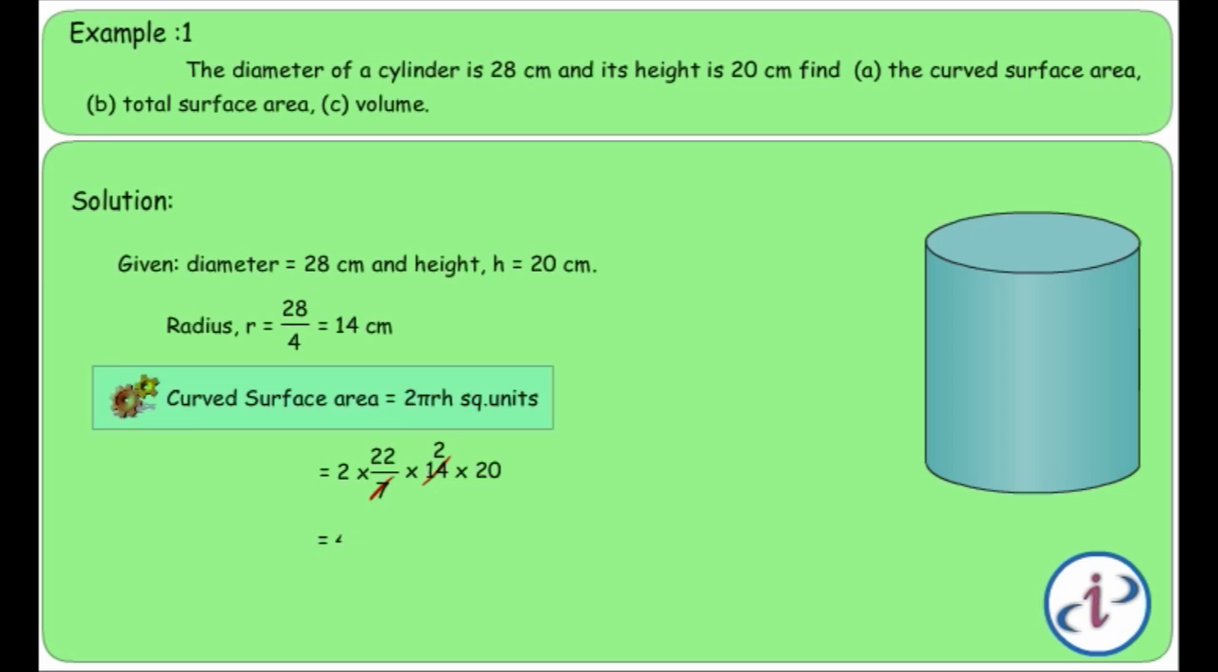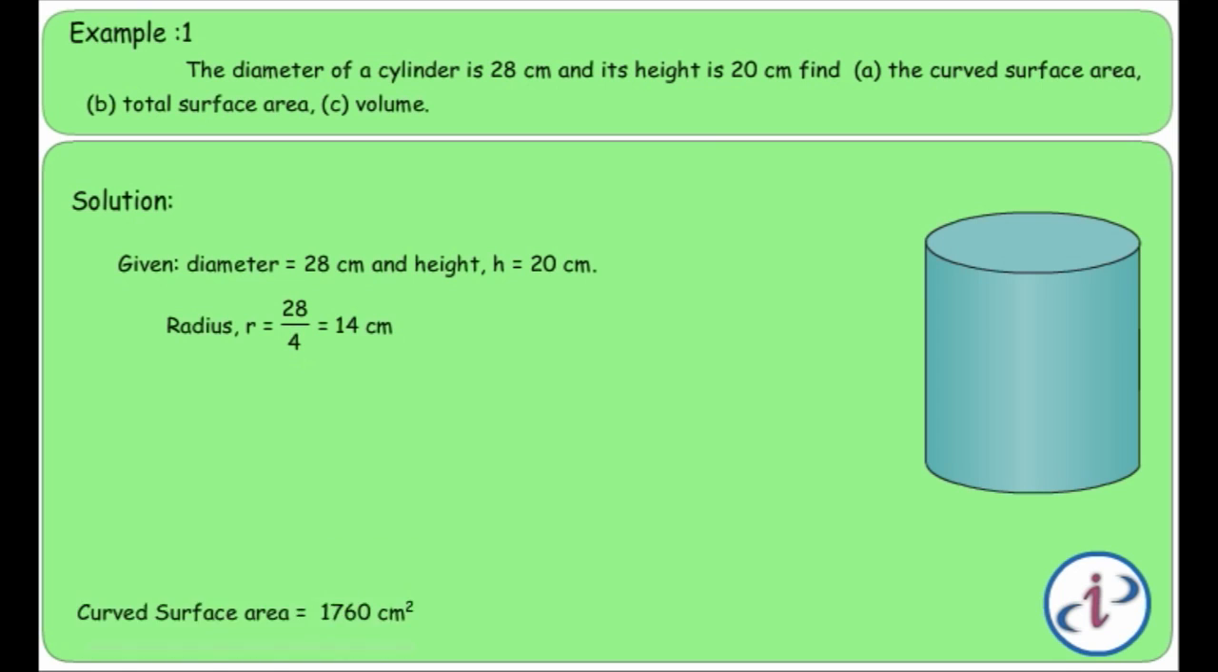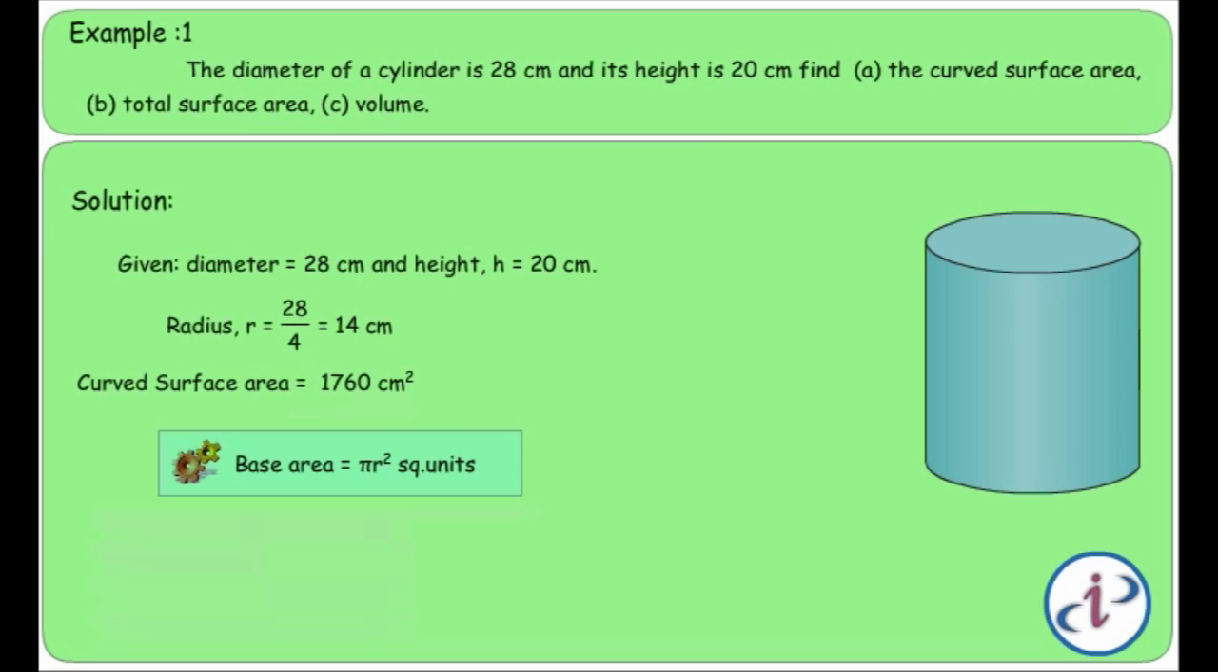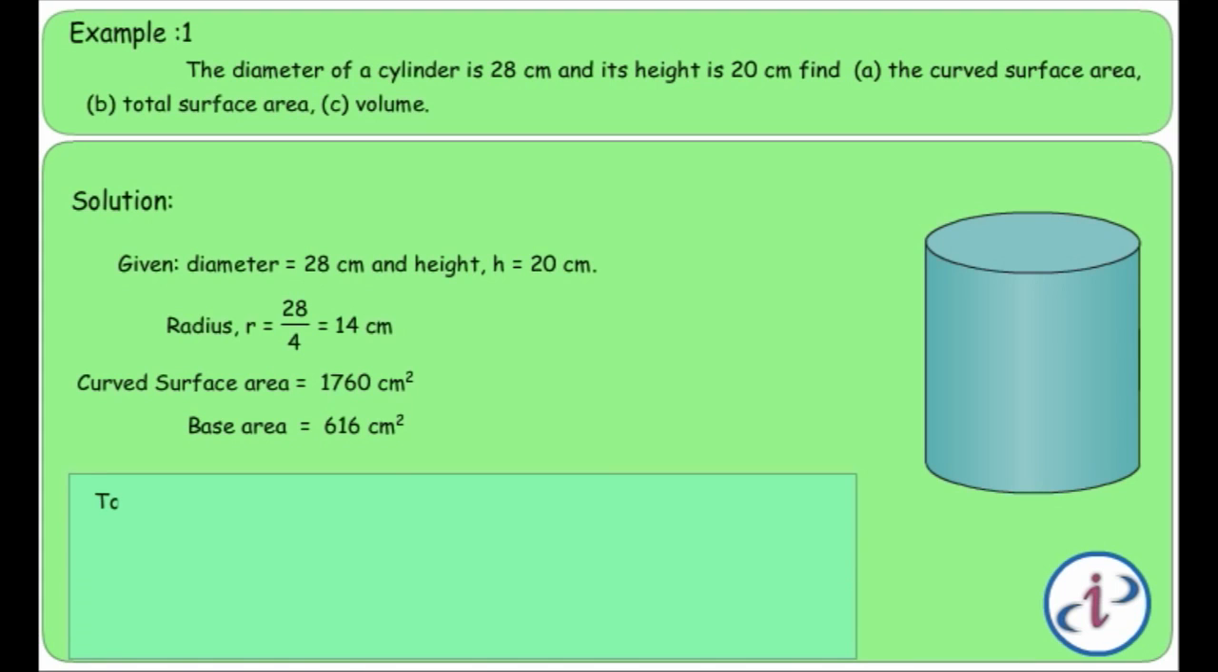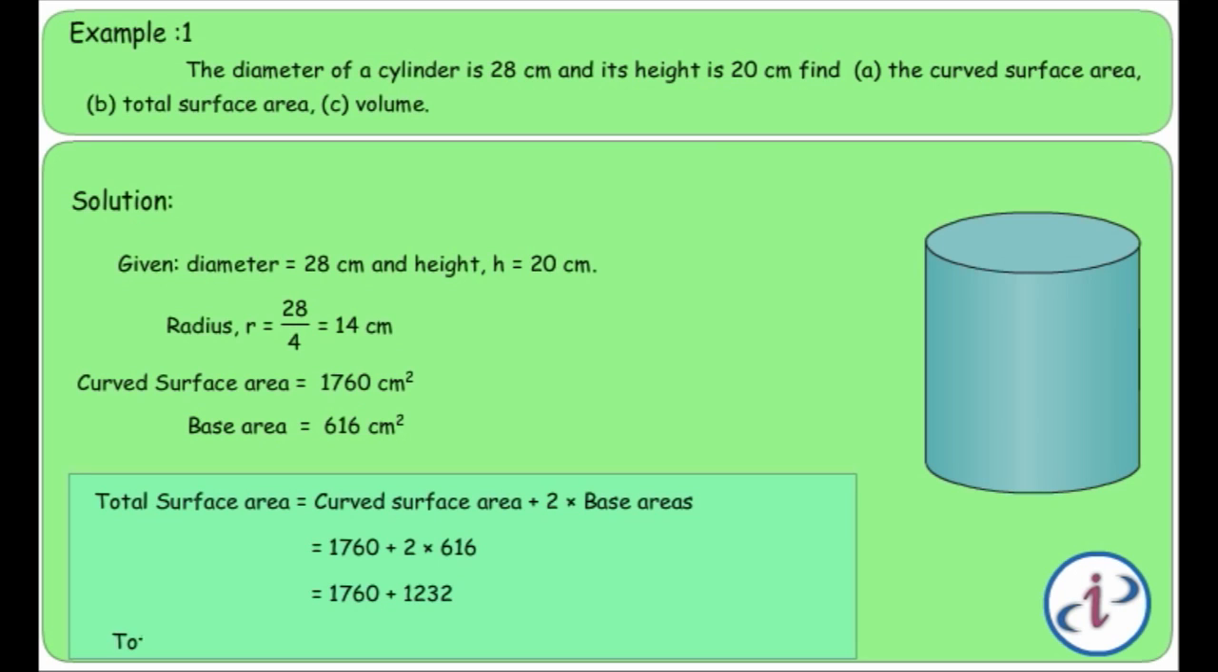Multiplying, we get 44 times 40, which is equal to 1760 centimeters squared. Base area is equal to pi r squared, which is equal to 22 by 7 times 14 times 14, is equal to 44 times 14. That is equal to 616 centimeters squared. Total surface area is equal to sum of curved surface area plus 2 base areas. It is equal to 1760 plus 1232, which is equal to 2992 centimeters squared.